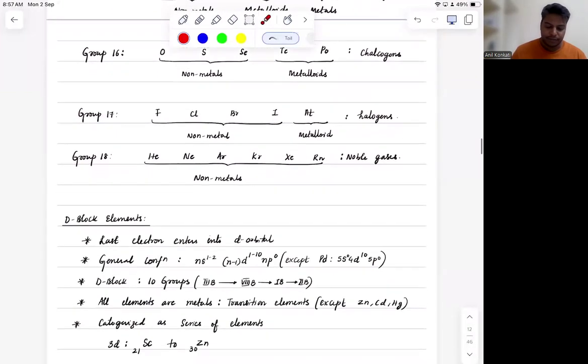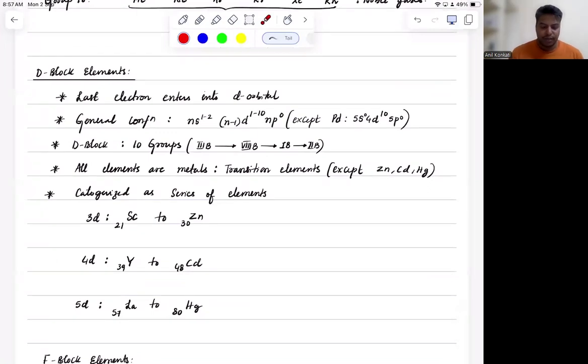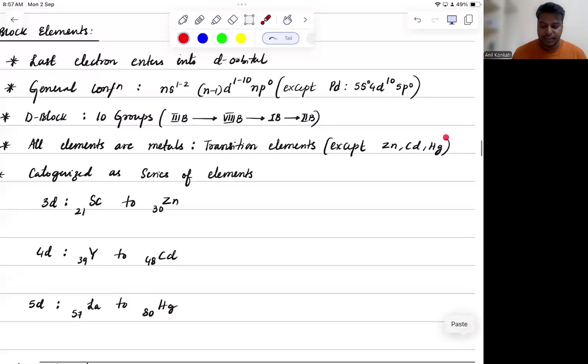Next, the d block. As the last electron enters the d orbital, we announce them as d orbital elements or d block elements. General configuration is ns1 to 2, (n minus 1) d1 to 10, and np0. That's it. Okay, except palladium, which is supposed to be 5s0 and 4d10. In the d block, we have 10 groups here. All the elements present are transition elements except zinc, cadmium, and mercury.